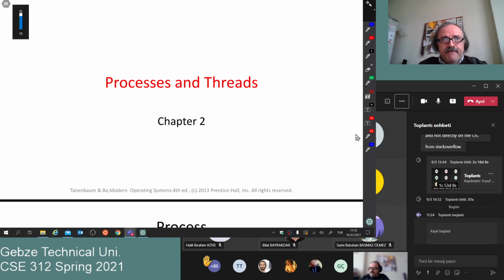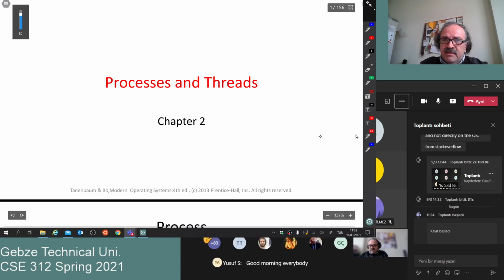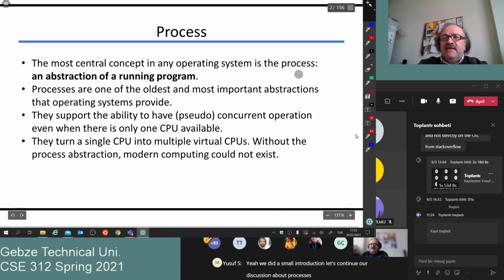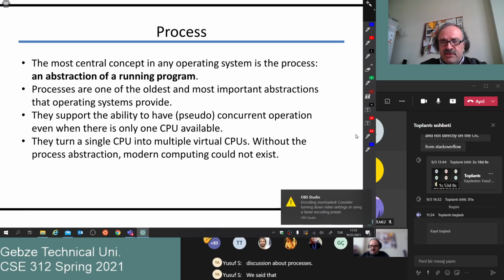Good morning, everybody. Yesterday we started talking about the processes and threads. We did a small introduction. Let's continue our discussion about processes. We said that process is the first abstraction.